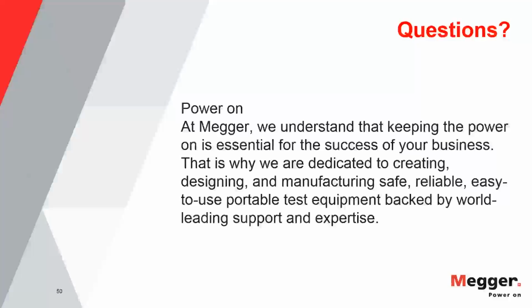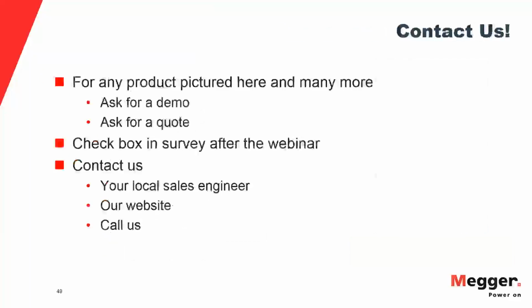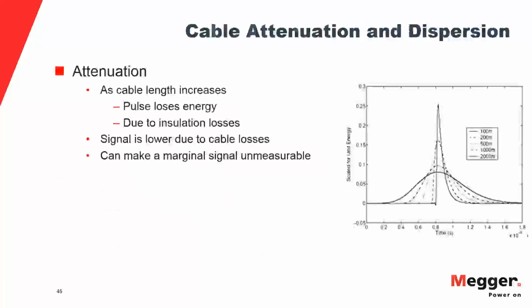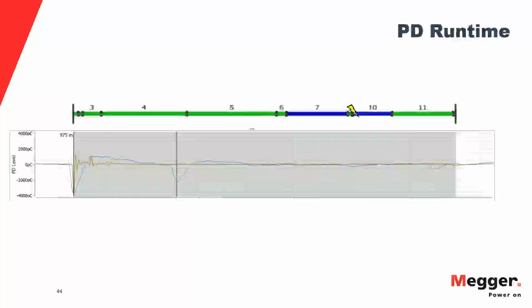But just as a guideline, and again, I can't stress enough, these are not standards, they're just some guidelines that we can give you. Joints and terminations, we're looking at 250 to 1,000 picocoulombs before we're considering it critical.